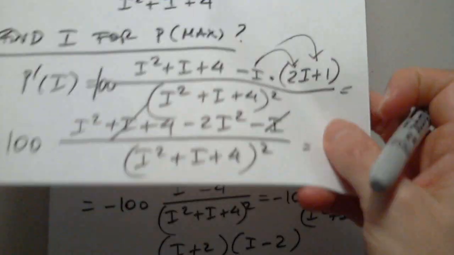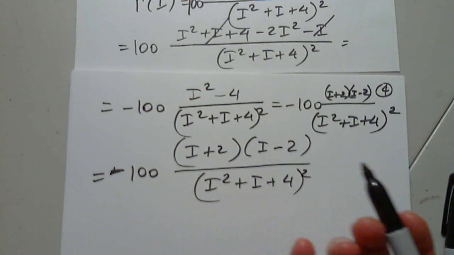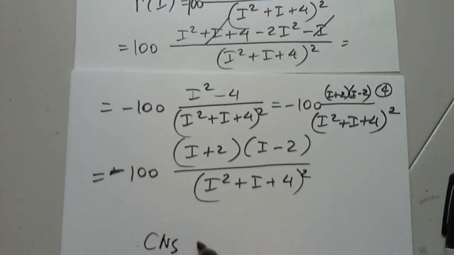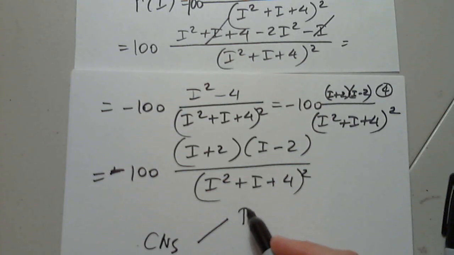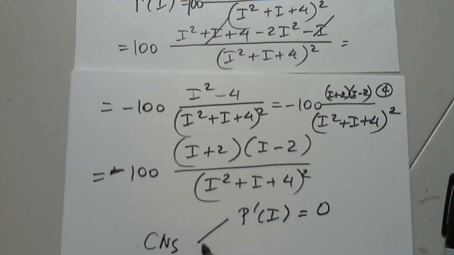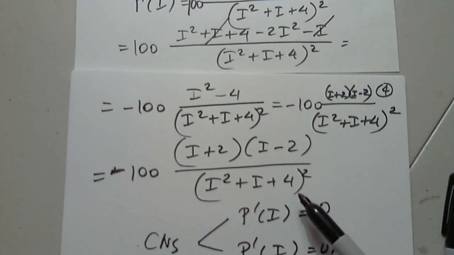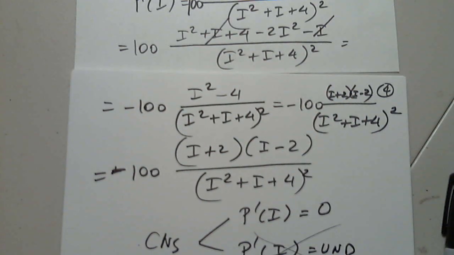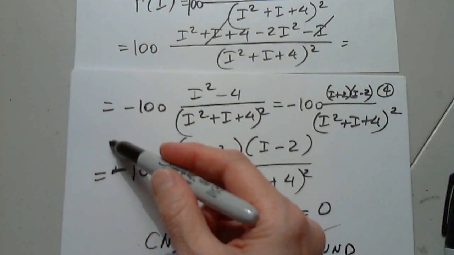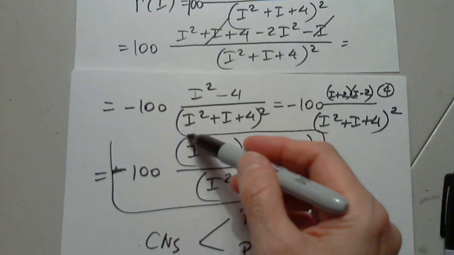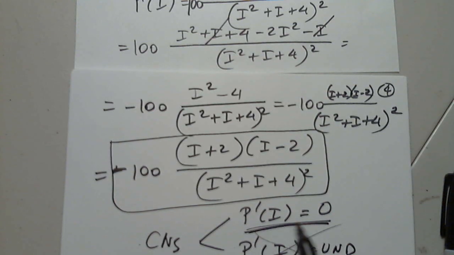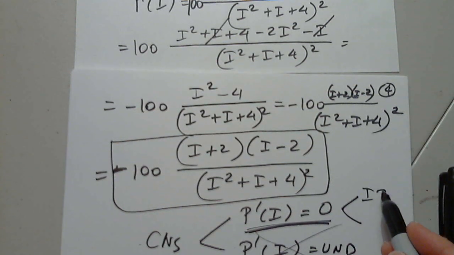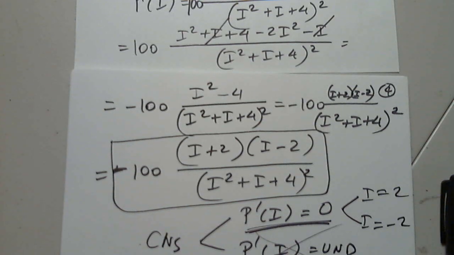Good. So now can anyone tell us, because we know we are talking about critical numbers now, P prime of I being 0 and P prime of I being undefined. It's undefined when the function is undefined, so there is nothing here. Can anyone give us the solutions for this to equal 0? 2 and negative 2. Very good. Awesome.